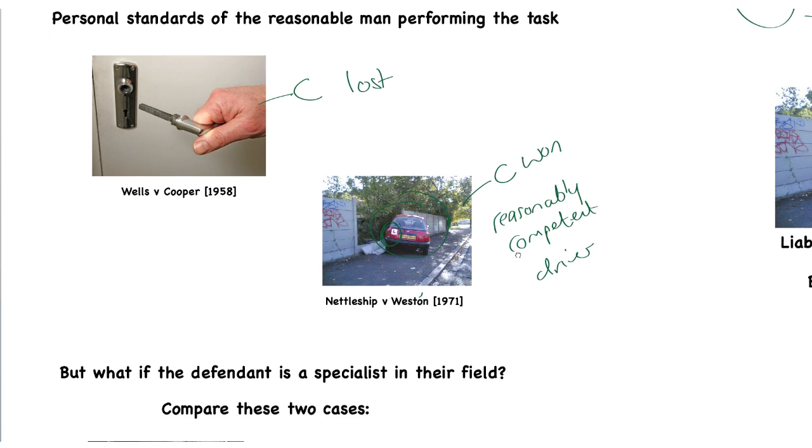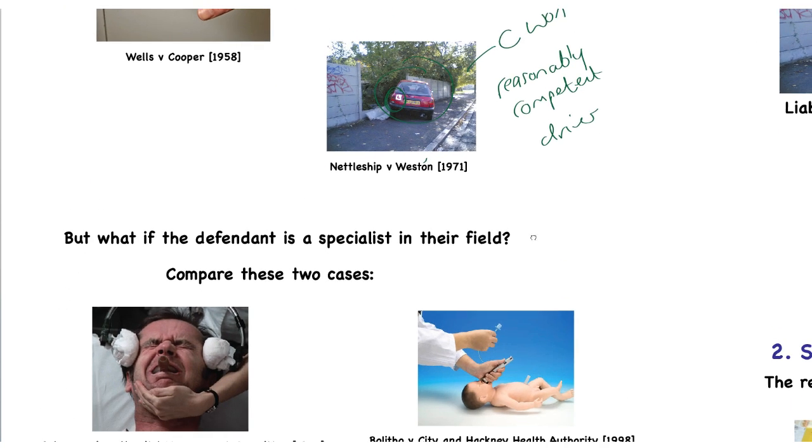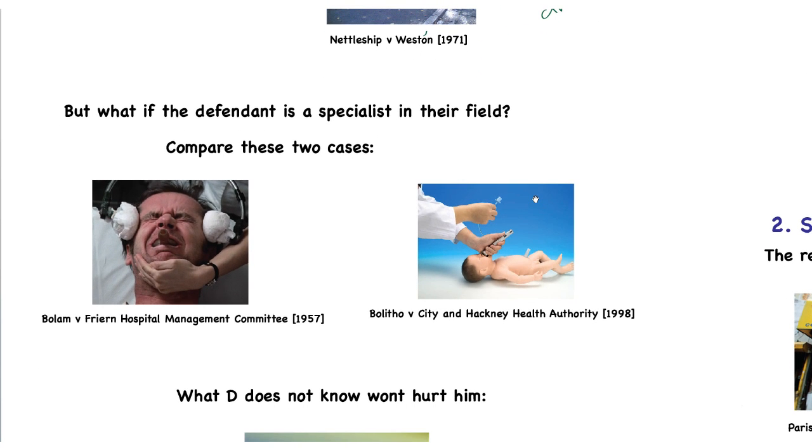Now, I want you to consider a special set of circumstances, and I'm going to fly over these two cases because we're going to look at them in much greater depth when we look at the A2 level. But the question to be asked is, what if the defendant is a specialist in their field? So what if their standard is higher than the reasonably competent person? There are two cases that say slightly different things that are related. The first case is the case of Bolam versus Friern Hospital Management Committee in 1957.